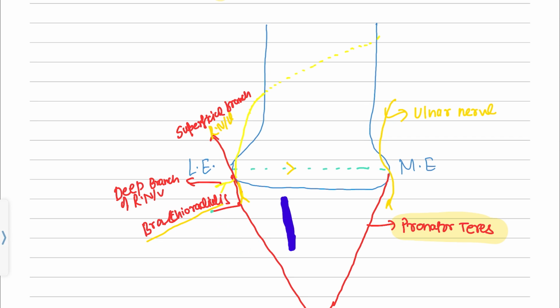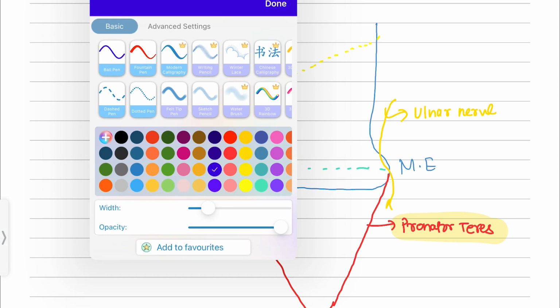Actually, the first one is the superficial branch of your radial nerve. The second one is the tendon of biceps brachii.